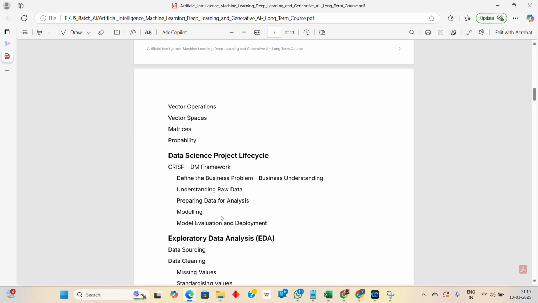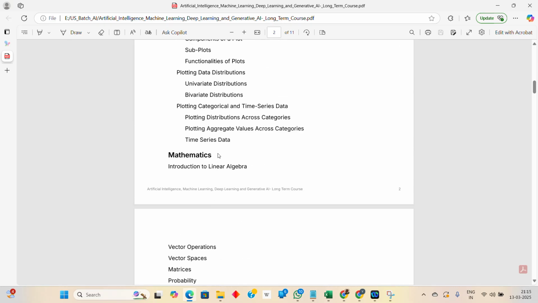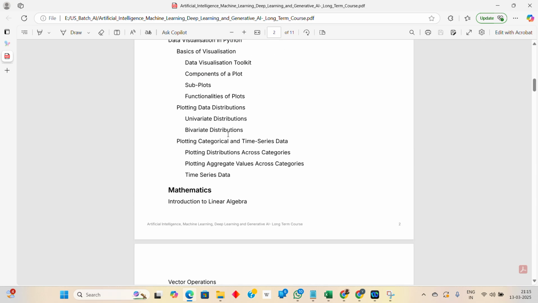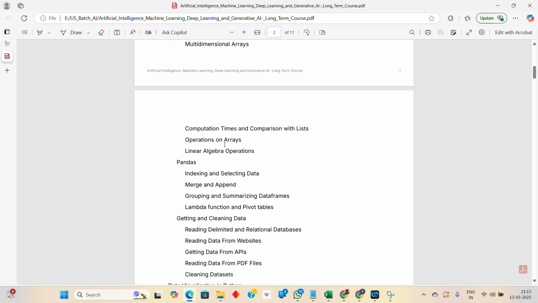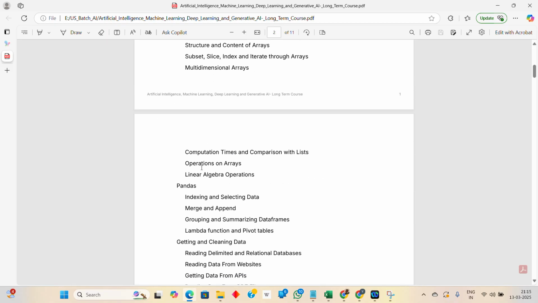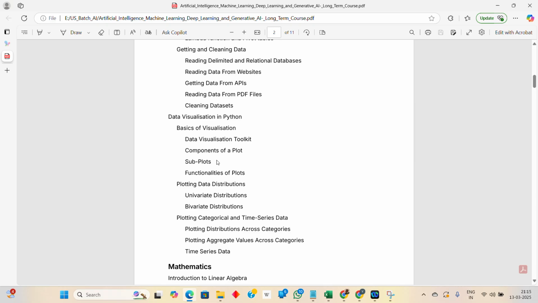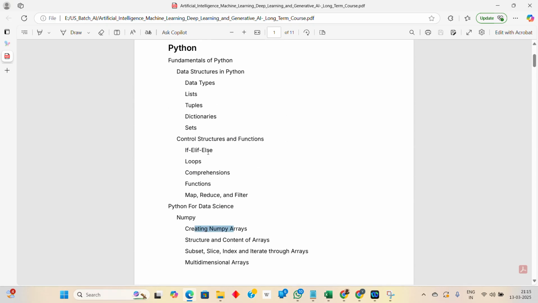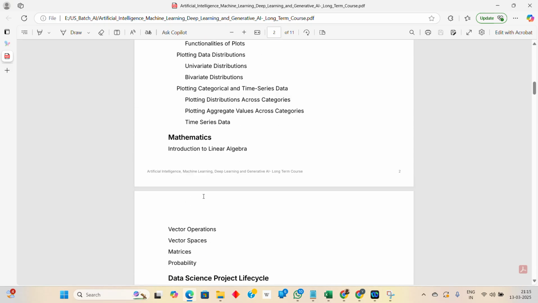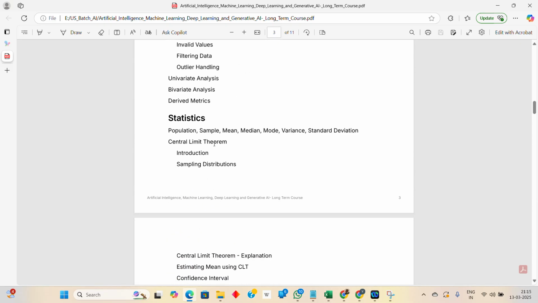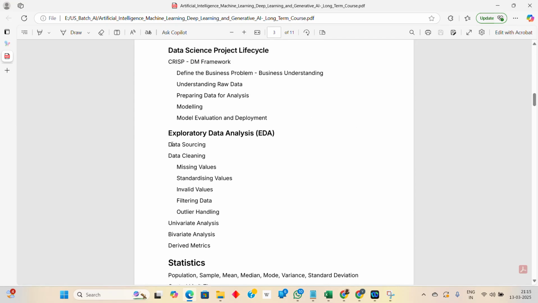Once I complete this, mathematics is done: introduction to linear algebra, vector operations, vector spaces, matrices, and now probability I'm going to cover. You can compare the arrays with the syllabus. If you feel any concept is missing, please let me know so that I can quickly cover it. Don't hesitate to tell me if any topic from the syllabus is missing. I will cover them.